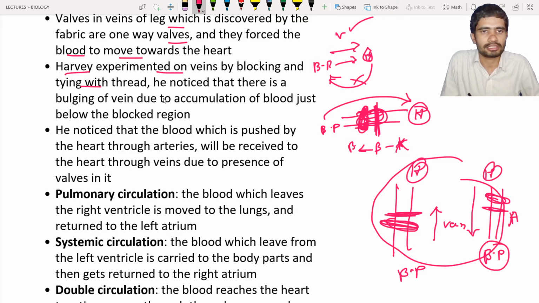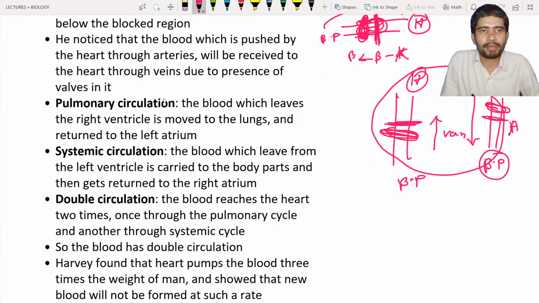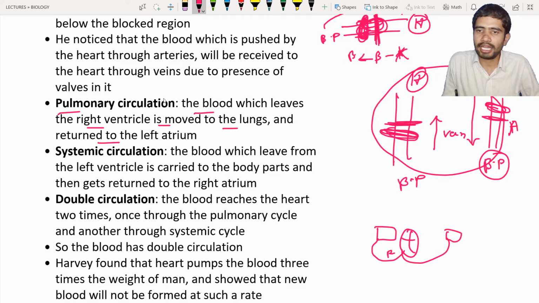Next, the pulmonary circulation. It means the blood which leaves the right ventricle is moved to the lungs and returns to the left atrium. This is known as pulmonary circulation. Let us consider this heart has 4 chambers. What is this chamber? This is known as the right ventricle. From the right ventricle, the blood is moving to the lungs, and again the blood from the lungs will be moved to the left atrium. Such kind of circulation is known as pulmonary circulation.